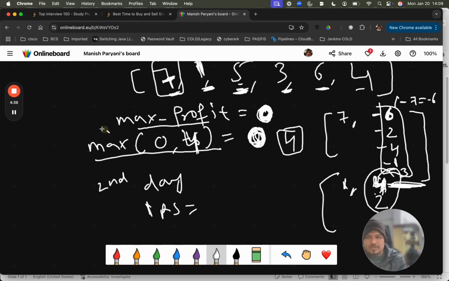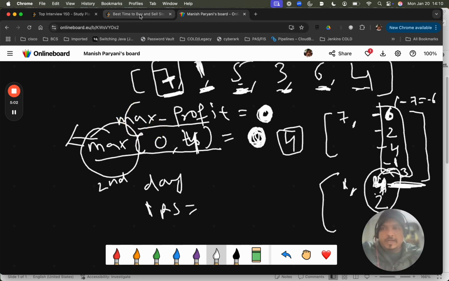So that's the reason you need to use a max function, definitely, right? And what brute force way can we do? You buy this, try to sell on each day. Then buy this, try to sell on each day. Buy this, try to sell on each day. And keep track of maximum profit using the max function. This will solve our problem.